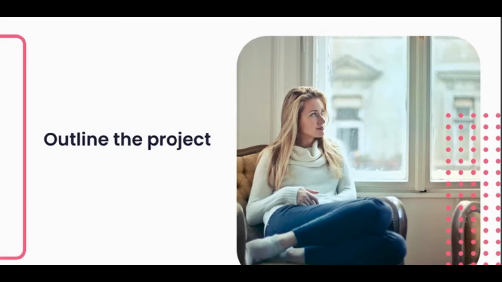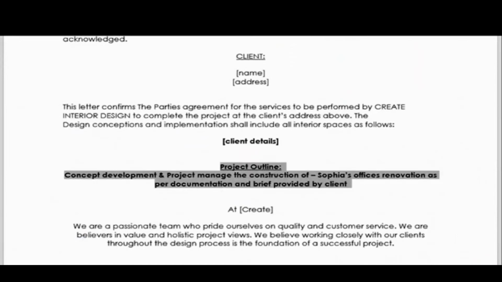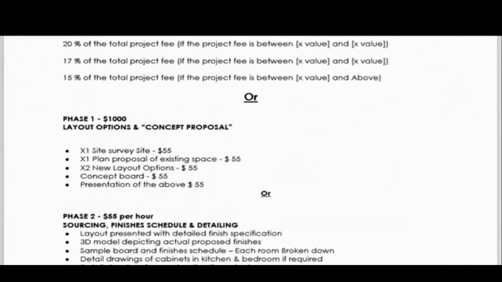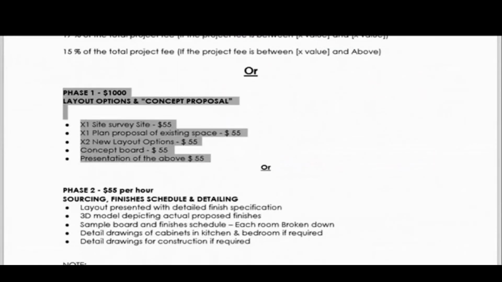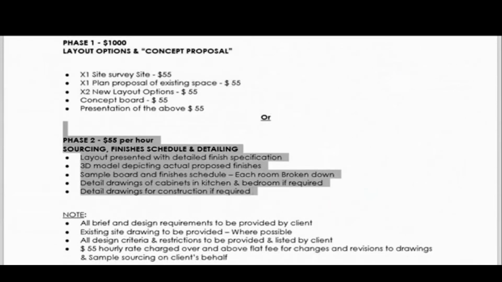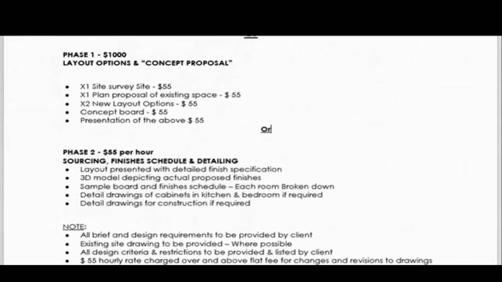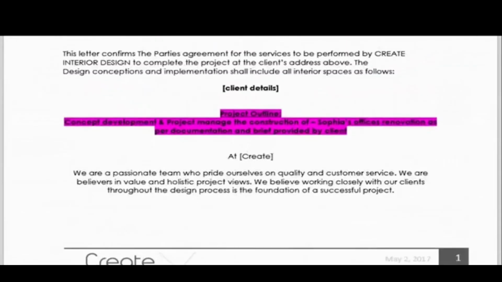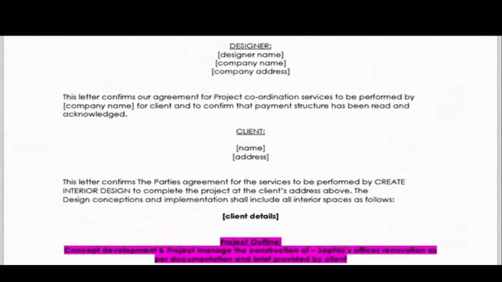So let's take a look at what I've done on my project contract as an outline for my project. In my case, I do a little project outline at the beginning. So as you can see, I've indicated we're doing concept development, project management, construction of Sophia's office. And then under my fixed fee headings, so phase 1 of $1,000, I've indicated what I'm proposing to do for that. Phase 2, $55 per hour, and I'm indicating what I'm proposing to do for that fee too. So it's kind of like 2 project outline fees.